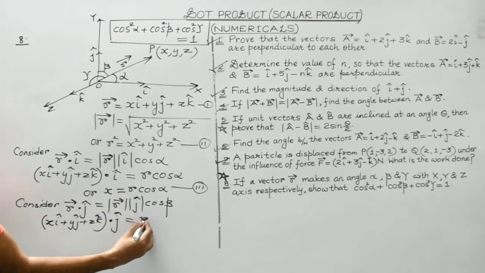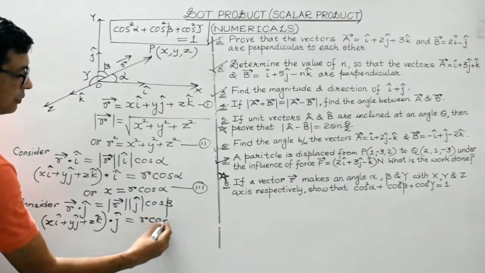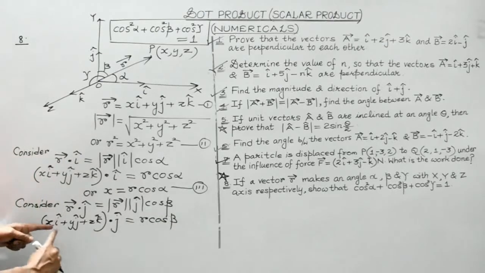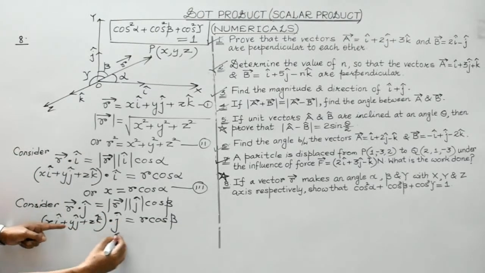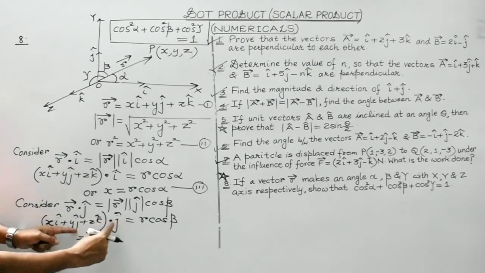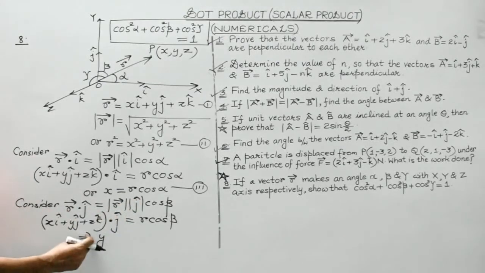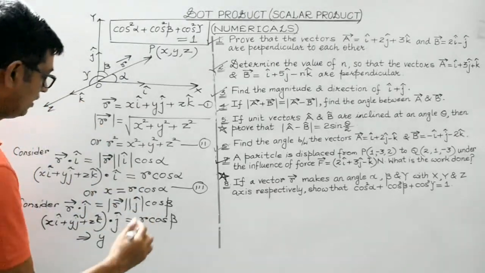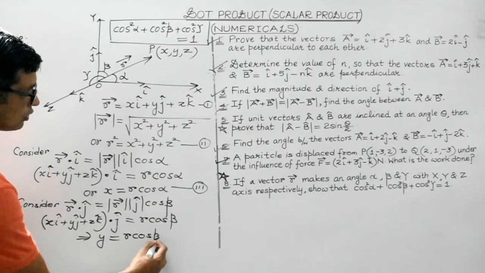Magnitude of r vector is r. Magnitude of j cap, it's a unit vector, is 1, and cos beta. Now look, students, i dot j is 0, j dot j is 1, so we'll be left with only y. j dot j is 1, k dot j is 0. So on the left hand side we'll be left with only and only y. So y will be equal to r cos beta.